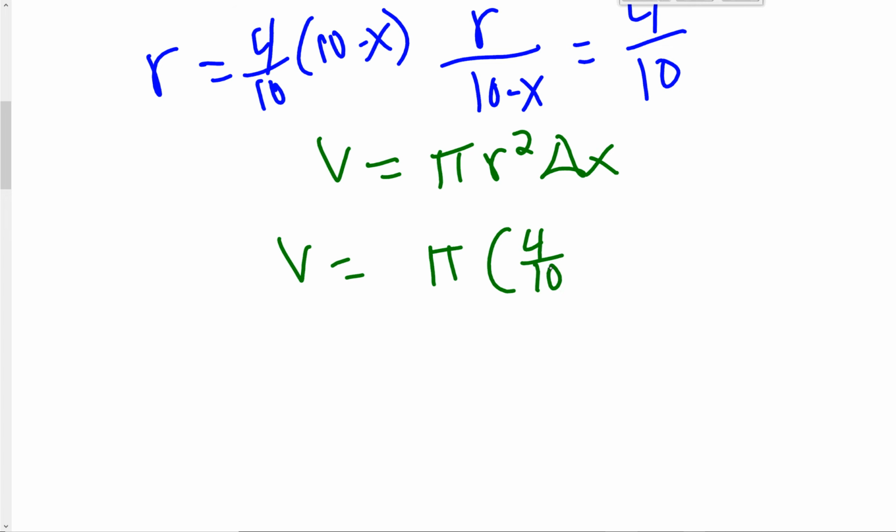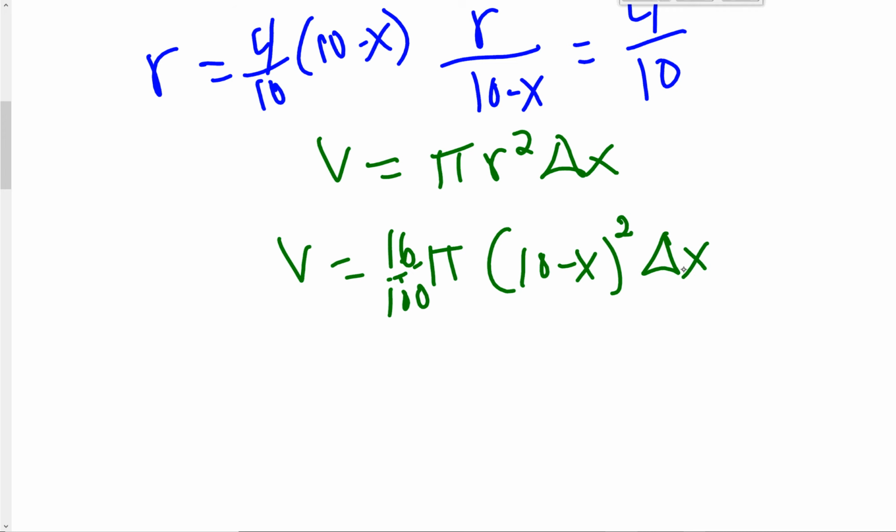And we can really just factor out that 4/10 and put it on the outside. That's fine. And then 10 minus x. Actually, that's being squared though, sorry. So we can change that a little bit. So this is being squared, and this would be squared. So 16 over 100 times the change in x. So there's our volume for that cross section.